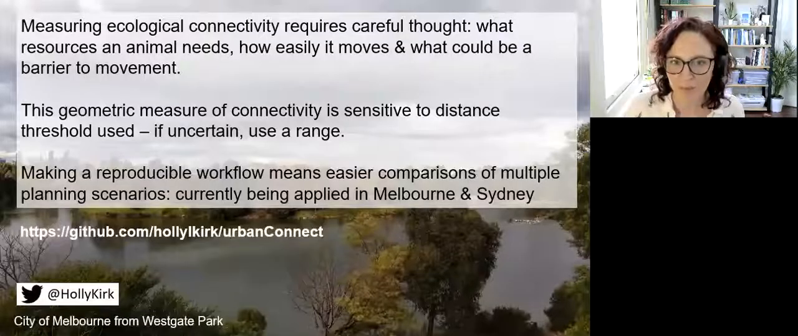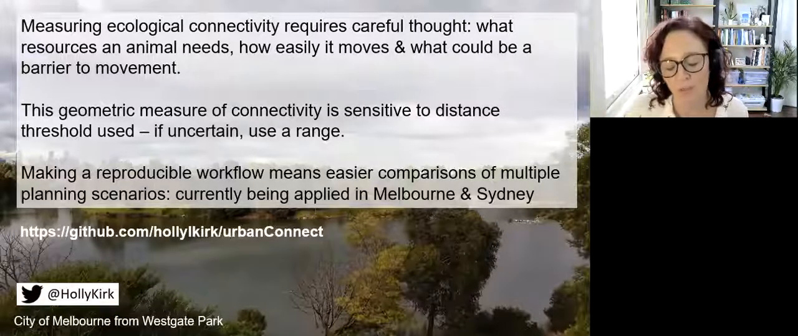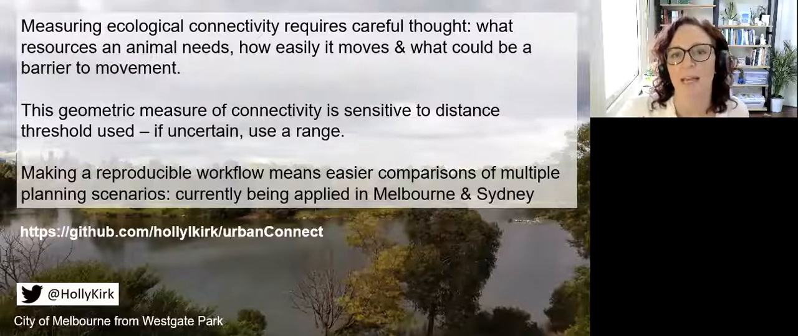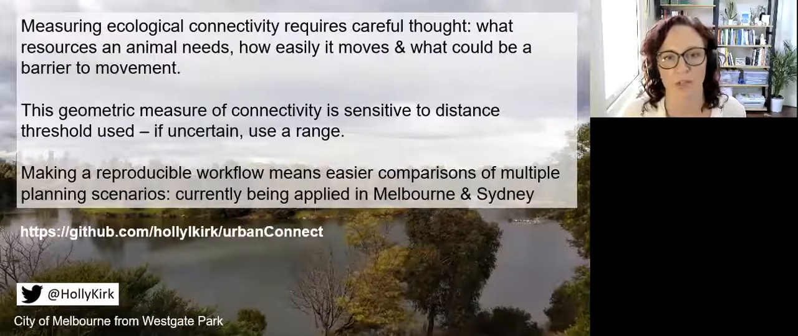So summing up, measuring ecological connectivity is tricky. It requires some careful thought. Once you've chosen a target animal, you need to think very carefully about what kind of resources that animal needs, what habitat is important for that animal. You need to think about how easily it moves, and hopefully get some good estimates for its maximum movement capability, and also understand what could be potential barriers to movement. So you can imagine that for some species, a small road isn't going to prove much of a barrier to cross over, but for others it could be really important.